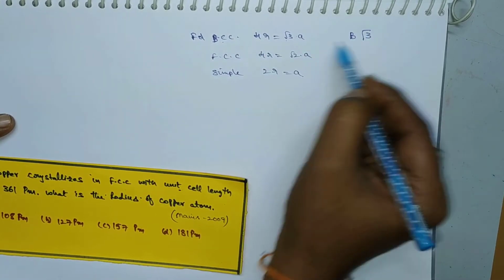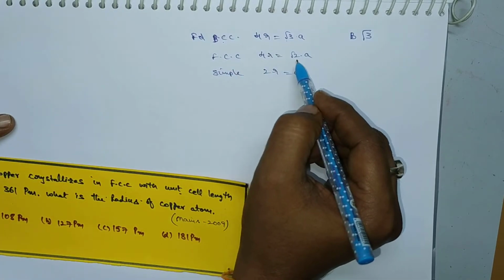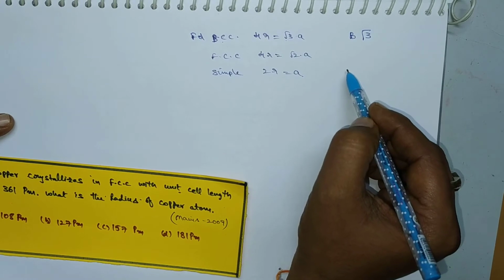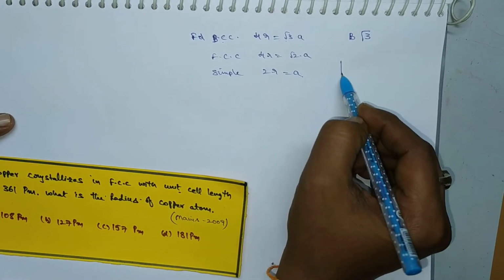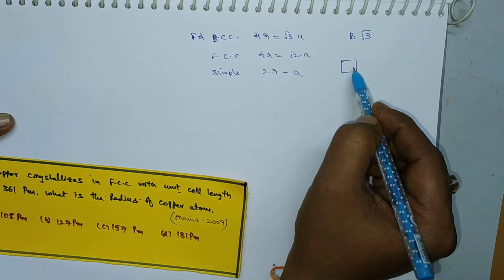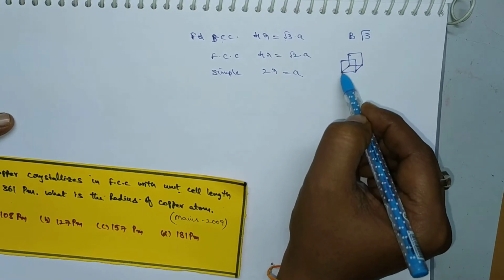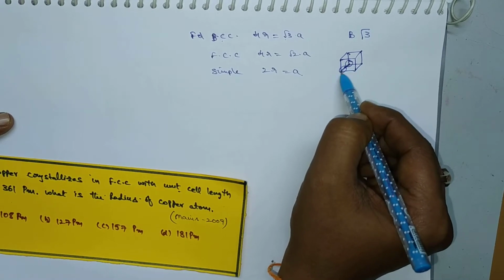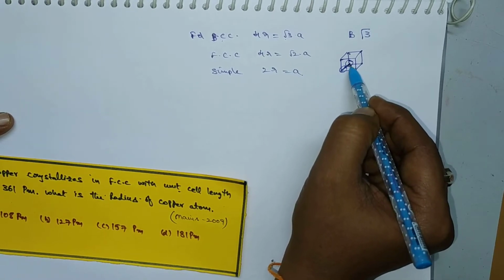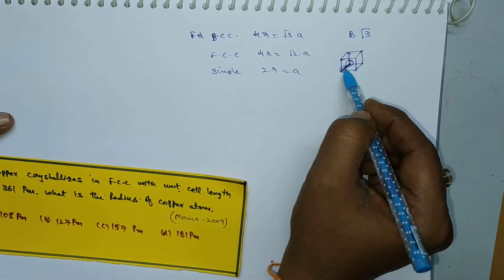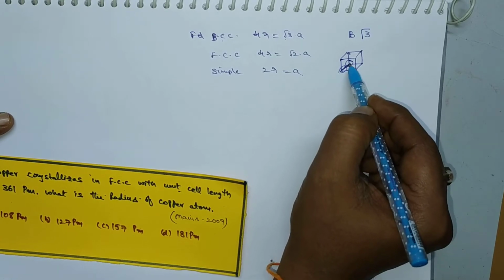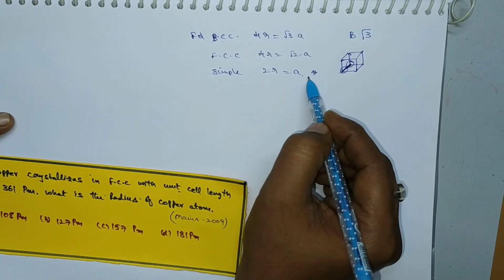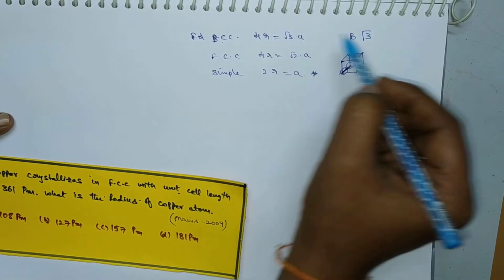Okay, for BCC 4r is equal to root 3a, for FCC 4r is equal to root 2a, and for simple cube 2r is equal to a only. For simple cube, the corner atoms touch each other, so 2r is the radius of one atom plus the radius of the other atom. So 2r is equal to edge length a. Simply remember this: for simple cube, 2r equals a.